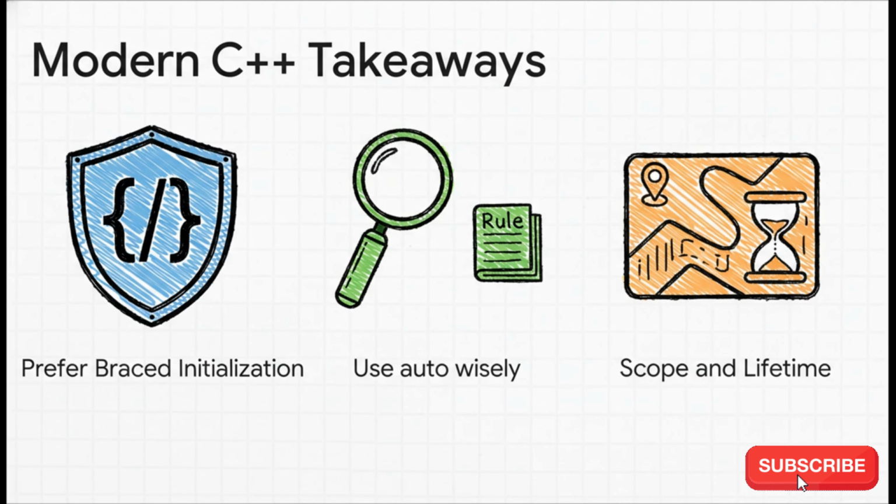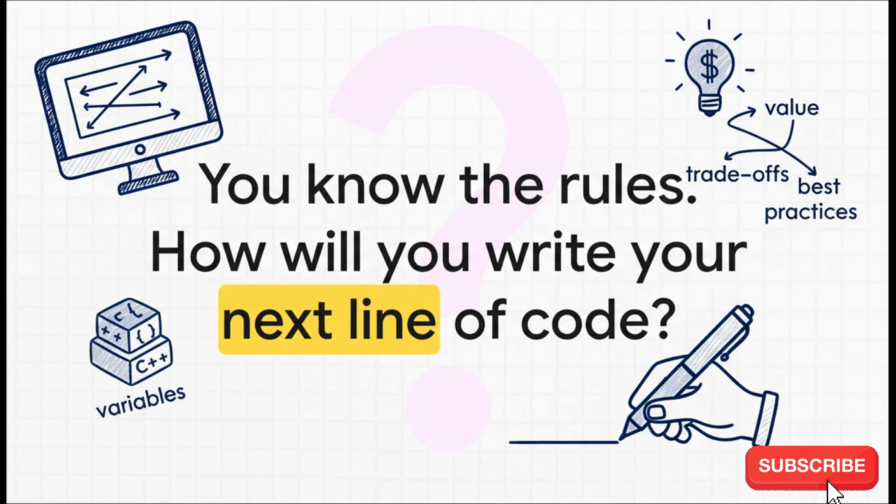Okay, let's boil it all down. To really modernize your C++, here are the key takeaways. First, try to prefer braced curly bracket initialization for its safety features. Second, embrace auto for cleaner, clearer code, but never forget that special initializer list rule. And third, always think carefully about where you declare your variables, because that's how you control their scope and ultimately their lifetime. And that brings us to the end.